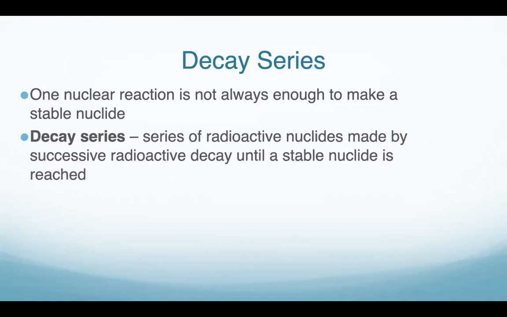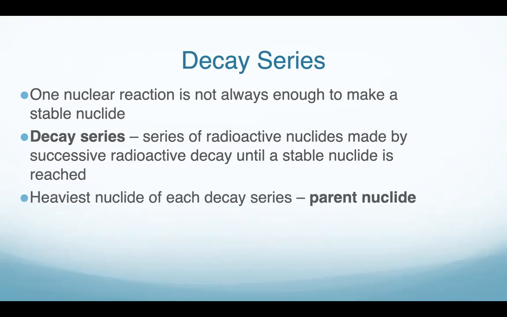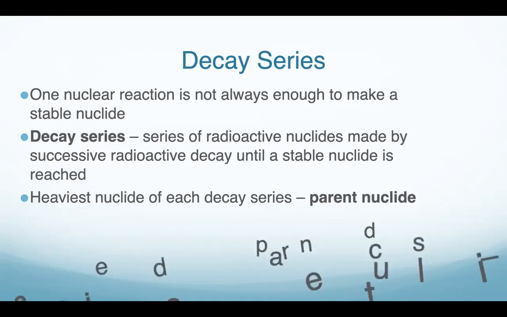So a decay series is the series of decays that occur until a stable nuclide is reached. Each particular unstable nuclide is going to have a very particular decay series. So it never changes. It always follows the same steps. When we start with the original unstable nuclide, that is called the parent nuclide.